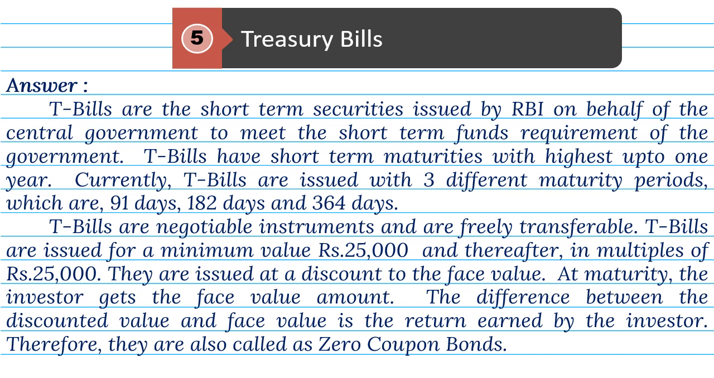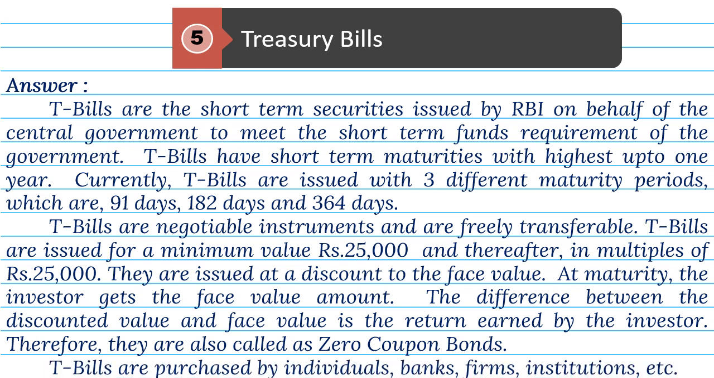T-bills are issued for a minimum value of rupees 25,000 and thereafter in multiples of rupees 25,000. They are issued at a discount to the face value. At maturity, the investor gets the face value amount. The difference between the discounted value and face value is the return earned by the investor. Therefore, they are also called as zero coupon bonds. T-bills are purchased by individuals, banks, firms, institutions, etc.